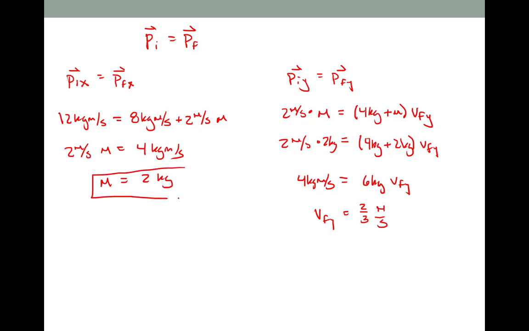Using the x direction, I was able to find the mass. Using the y direction, I was able to find the final vertical velocity.